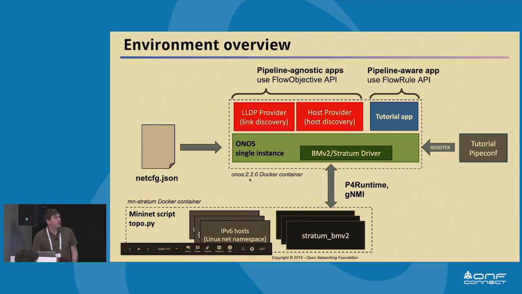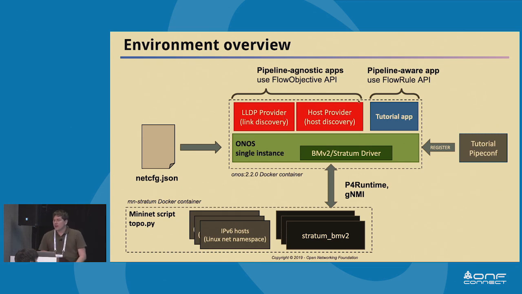Then we have another Docker container, which runs ONOS 2.2 in this case. We start ONOS with 2 built-in applications called the LLDP Provider and the host provider that are used for things like link discovery and host discovery. Then the tutorial repository contains code for a Pipeconf implementation that is based on the P4 program you saw in exercise 1. And we also provide an application implementation for the same P4 program.